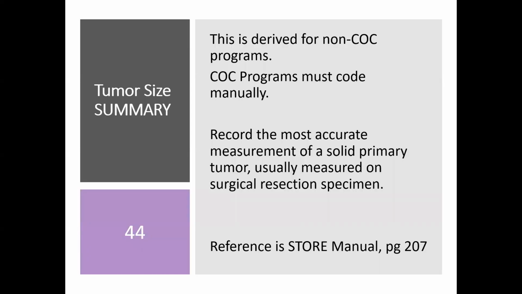And then for tumor size summary, like I said, this is derived for non-COC programs, but for COC programs, you must code this manually. So record the most accurate measurement of a solid primary tumor. Usually this is the surgically resected specimen, and the reference is the STORE manual on page 207.